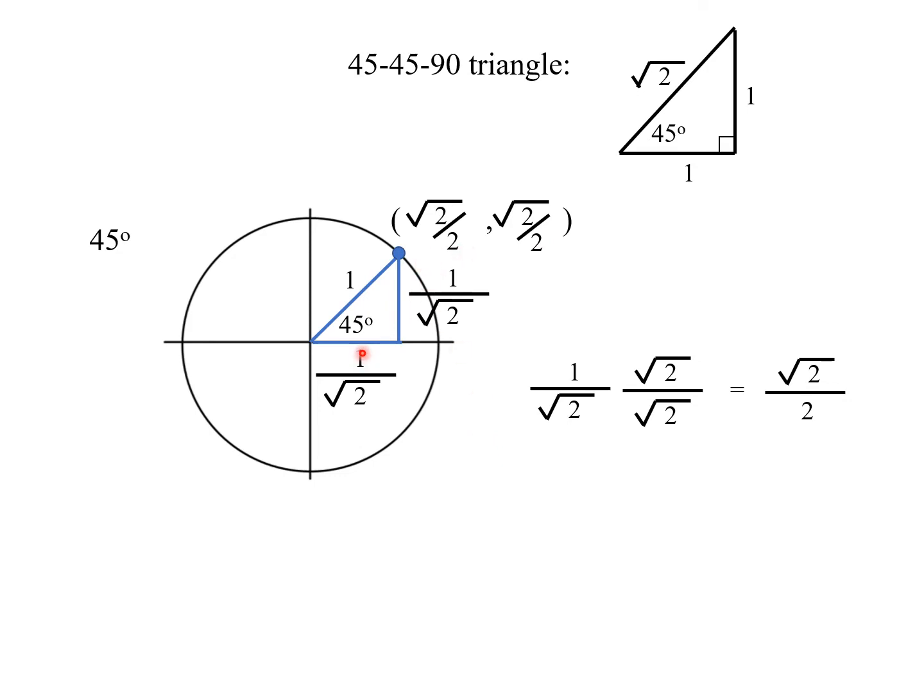And that means that the cosine of 45 degrees is the x coordinate, square root of 2 over 2. And that's also the sine of 45, square root of 2 over 2. So these are special values that we can have for the sines and cosines of 30 degrees, 45 degrees, and 60 degrees.